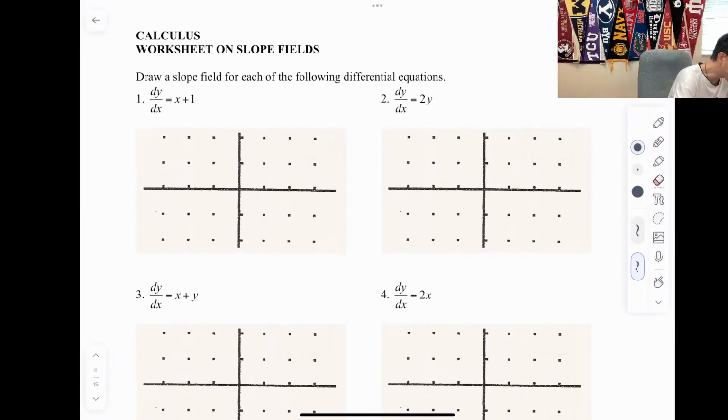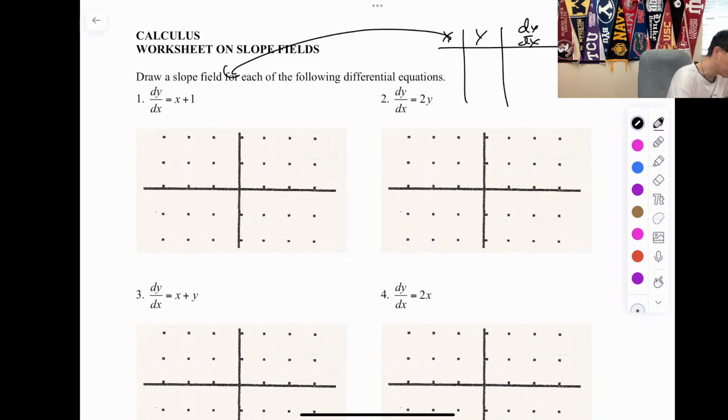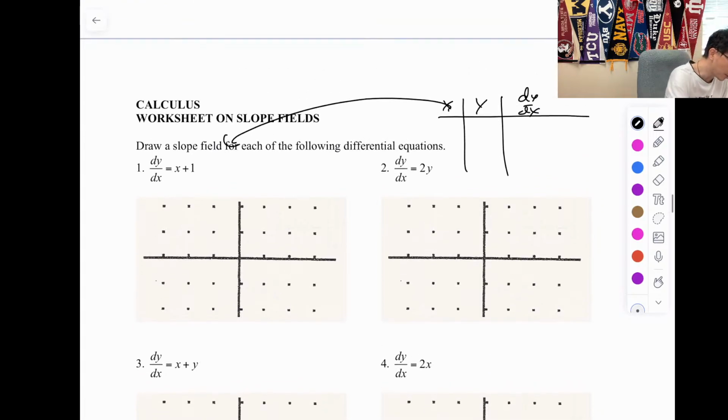So for the first one, you're just going to write out the x and the y and the dy dx. And what you're going to do is figure out a certain slope. You already know that when dy dx is equal to 1, the slope is going to look like this, exactly 45 degrees. If dy dx is equal to 0, then it's going to be a horizontal line. Does that make sense?